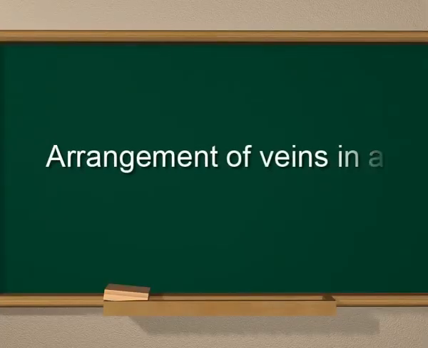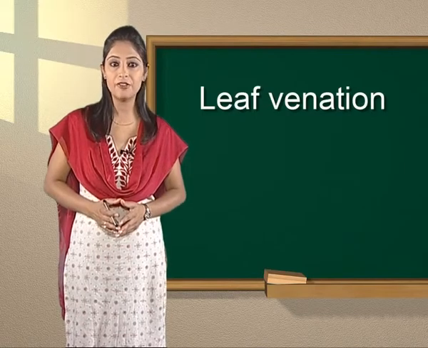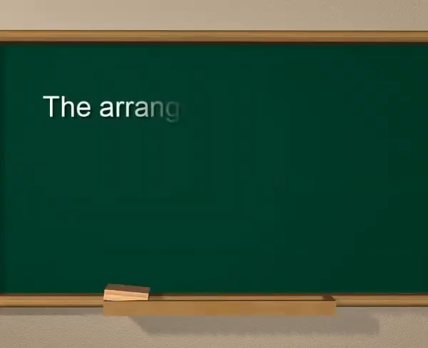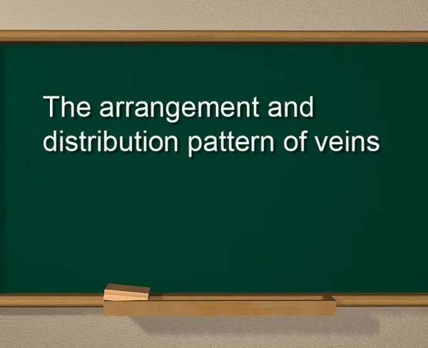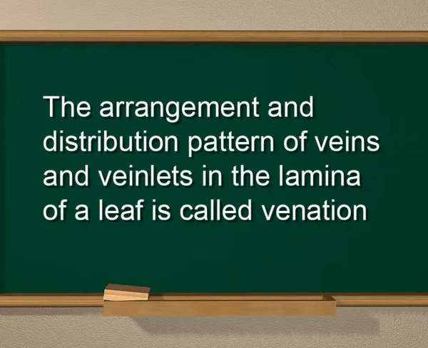After studying the different parts of a leaf, we will now discuss another important aspect, that is, the arrangement of veins in a leaf. The arrangement of veins in a leaf is called leaf venation. Venation is the pattern of veins in the leaf blade or lamina of a leaf. So, the arrangement and distribution pattern of veins and veinlets in the lamina of a leaf is called venation.